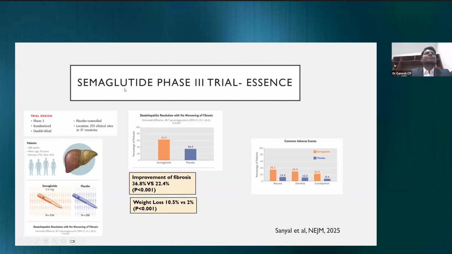So in this study, 800 patients were included from multiple centers. Even in India, 2 or 3 centers were participating in the study. Semaglutide was given at the rate of 2.4 milligrams subcutaneously per week, and placebo patients were 266. This drug showed significant improvement in steatohepatitis and significant improvement in fibrosis. Also, the patients had a weight loss of 10 to 11% in this group. Based on the study which was published in NEJM, this drug was approved. This is the second drug approved for MASLD with significant fibrosis by FDA.